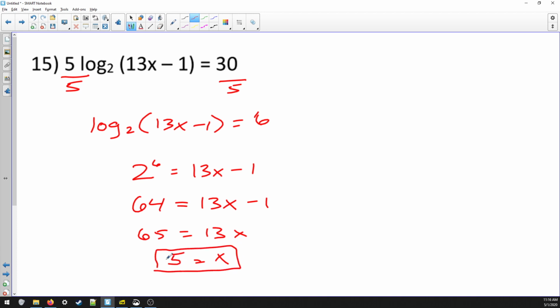Okay, so let's just do our quick mental check. 5 times 13 is some really big number. When I subtract 1, it's still positive, right? So I don't have to really even care what that number is. This one's good, okay? Not extraneous, okay? So that's problem 15, okay?